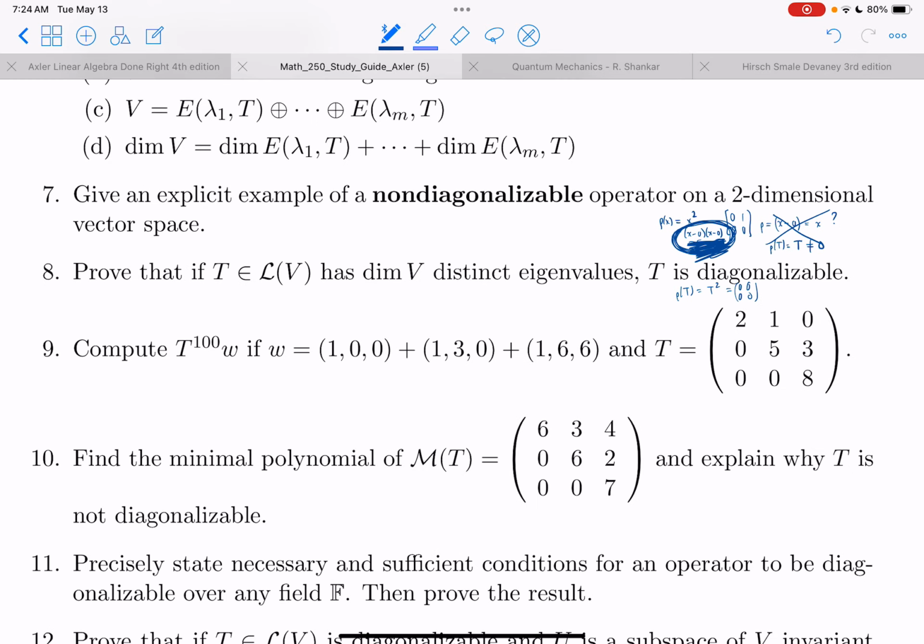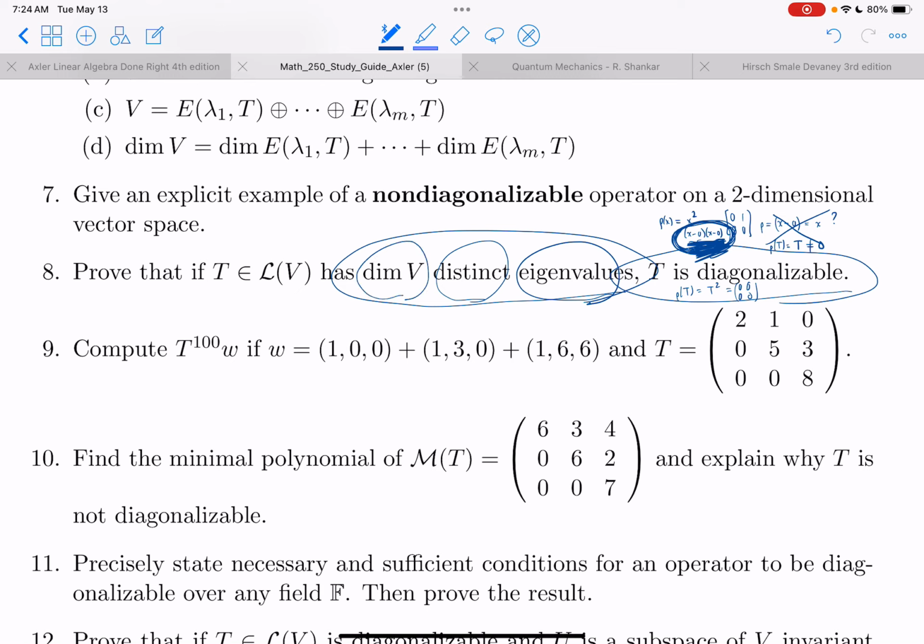Okay. Let's look at 8. Prove that if t has dim v distinct eigenvalues, then t is diagonalizable. Well, if it has an eigenvalue, then there is a non-zero eigenvector. We know that eigenvectors with distinct eigenvalues are independent. And if we have dim v distinct eigenvalues, that means we have dim v independent eigenvectors. But that means they're a basis. They're independent and they have the right number, dim v vectors. So we have a basis of eigenvectors, which means that if we choose that basis, the matrix M of t is a diagonal matrix, and that means t is diagonalizable.